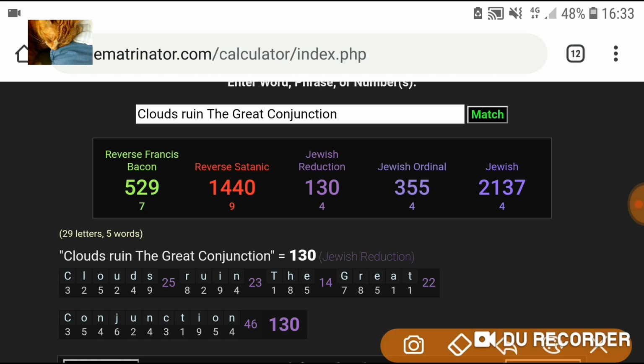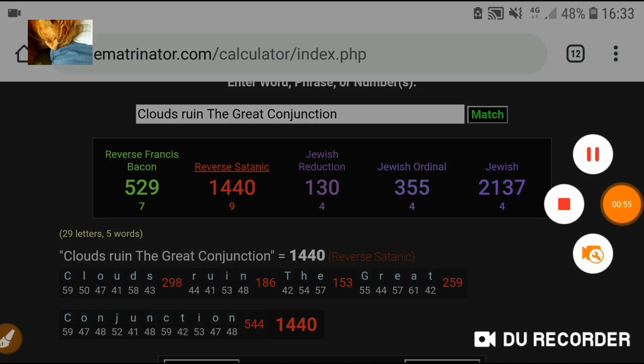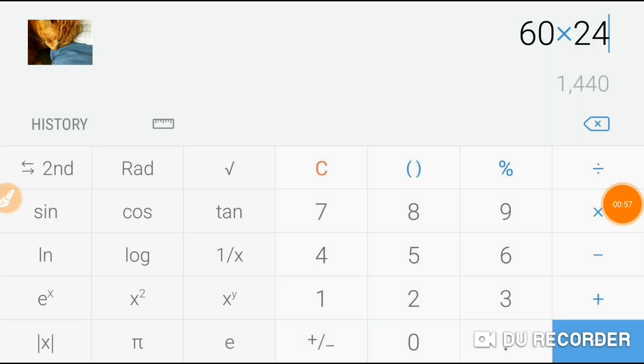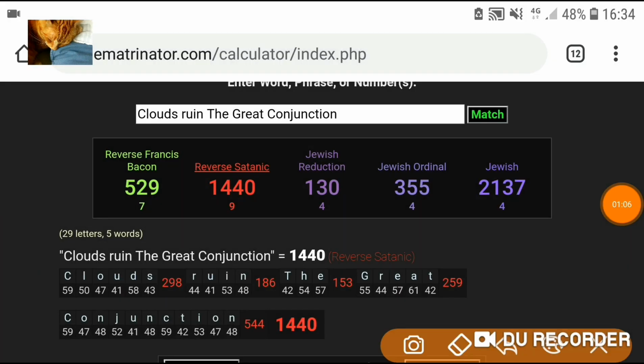Bit of a shame. Reverse Saturnic, exactly the same amount of minutes per day. Big time reference on Reverse Saturnic for the gematria on that one. It's actually 60 minutes there per hour times 24 hours, 1440. Yeah, blatant as you like in Reverse Saturnic. Nothing is a coincidence. These are calculations.